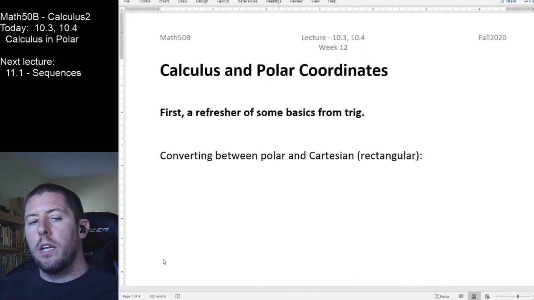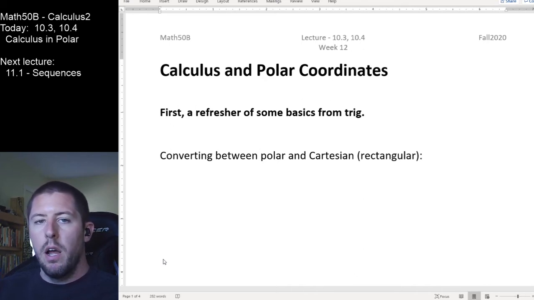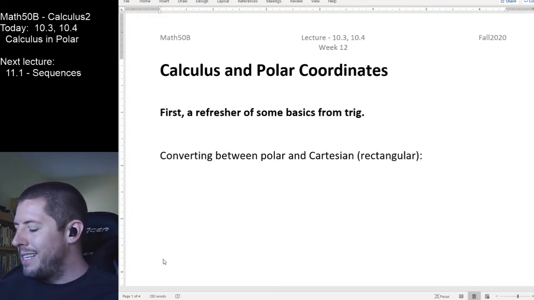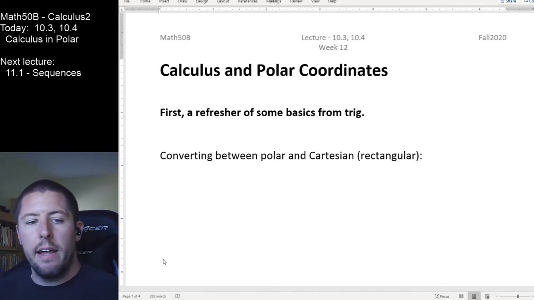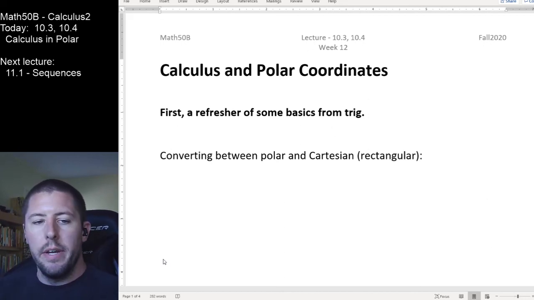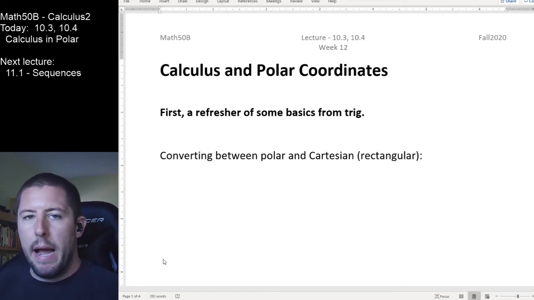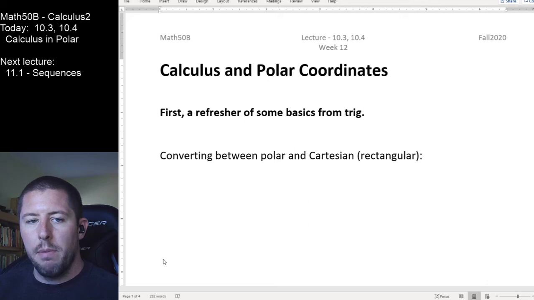So today we're going to cover sections 10.3 and 10.4, which is going to help us discuss polar coordinates in association with calculus here. We'll see that there's a few things that are a little bit easier to be done in polar, and that all the things that we've done in rectangular XY coordinates, we can also do in polar coordinates. So really section 10.3 gives us just our reminder about how polar coordinates work with a couple basics.